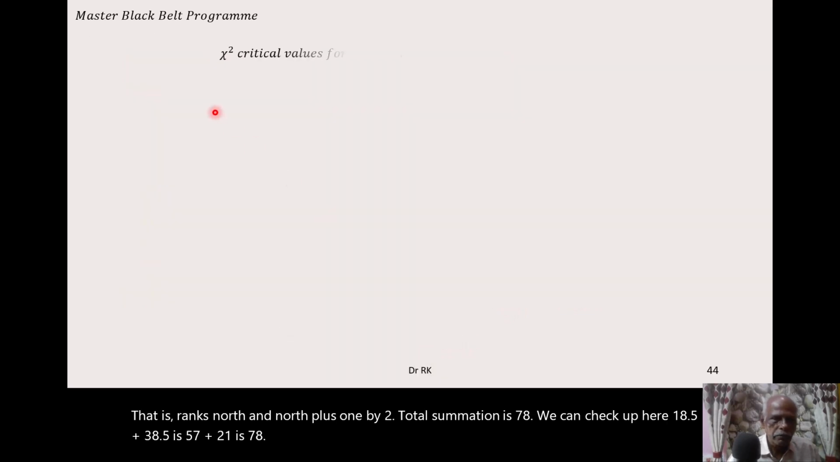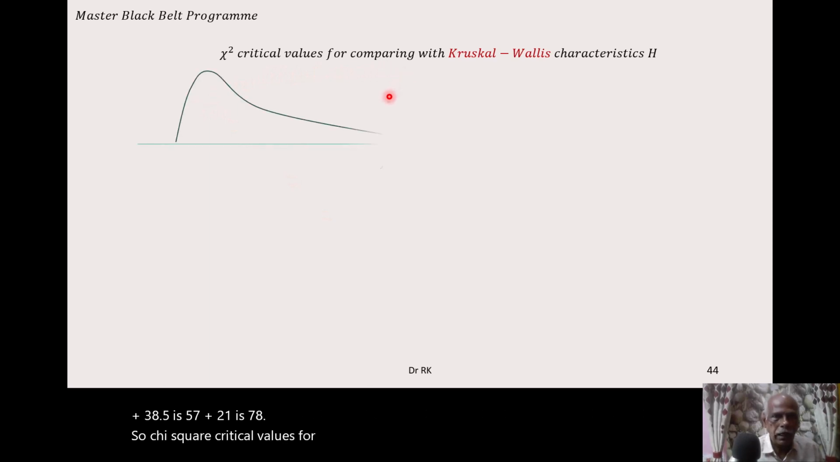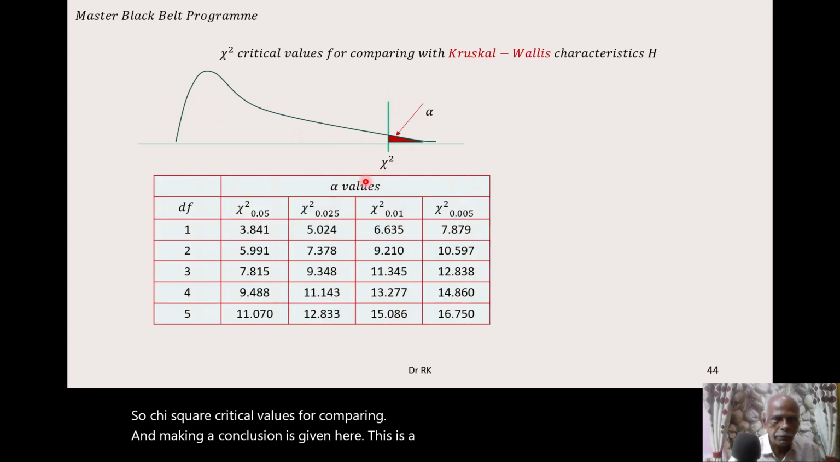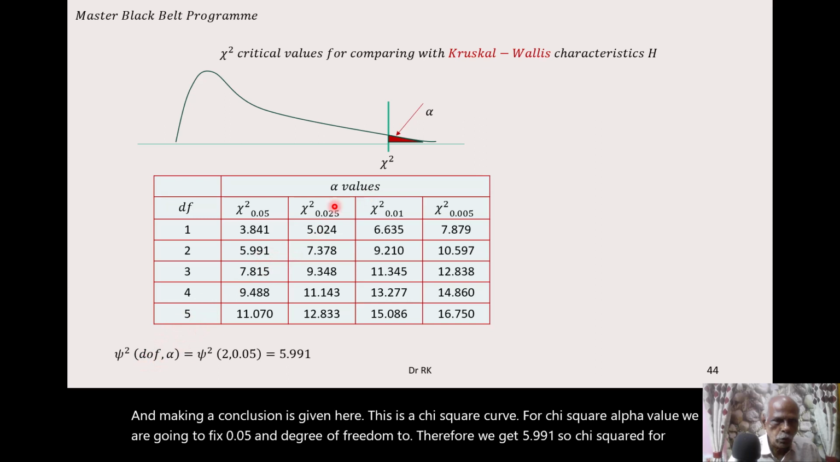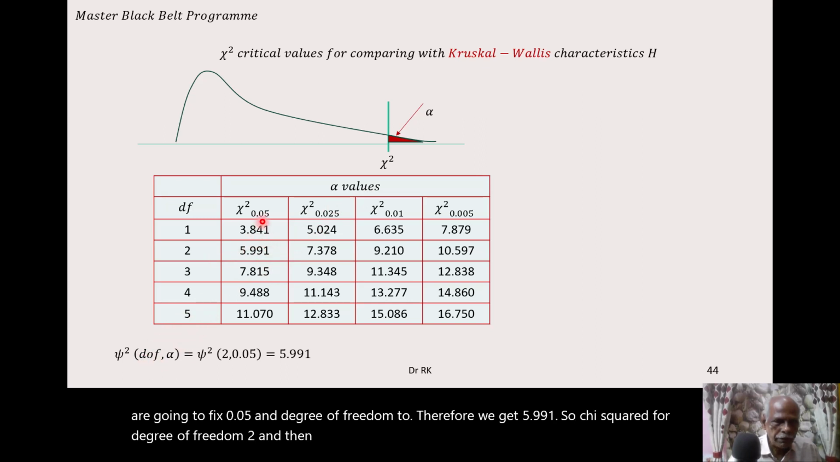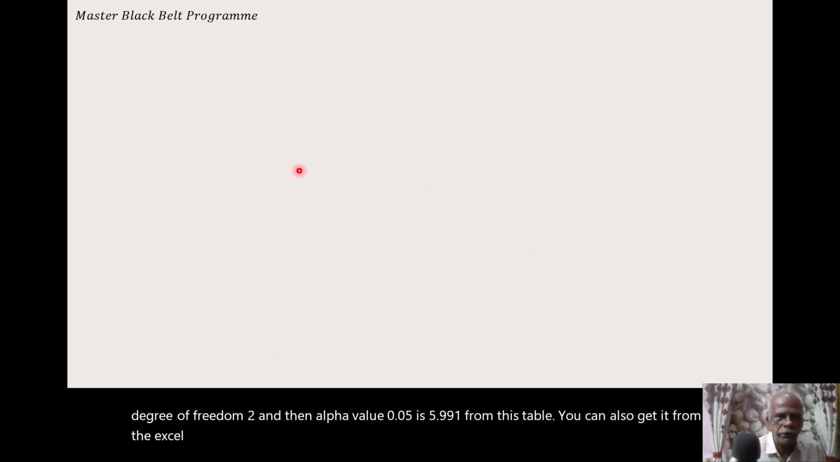Right. So chi-square critical values for comparing and making a conclusion are given here. This is a chi-square curve. For chi-squared, alpha value we are going to fix 0.05 and degrees of freedom 2. Therefore, we get 5.991. So chi-squared for degrees of freedom 2 and alpha value 0.05 is 5.991 from this table. You can also get it from Excel or any other software.